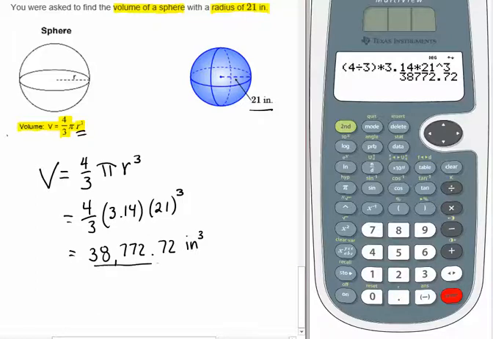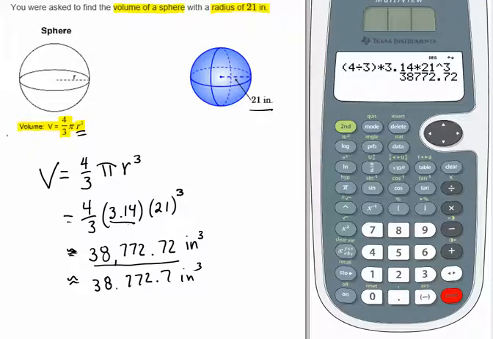And then you have to read carefully. Maybe it wants you to round. If they wanted you to round, say, to the nearest tenth, we'd say 38,772.7 cubic inches. We'll put a squiggly equal on this. Actually, we'll put a squiggly equal because pi is an approximation anyway. So this is approximately 38,772.72, I should say.